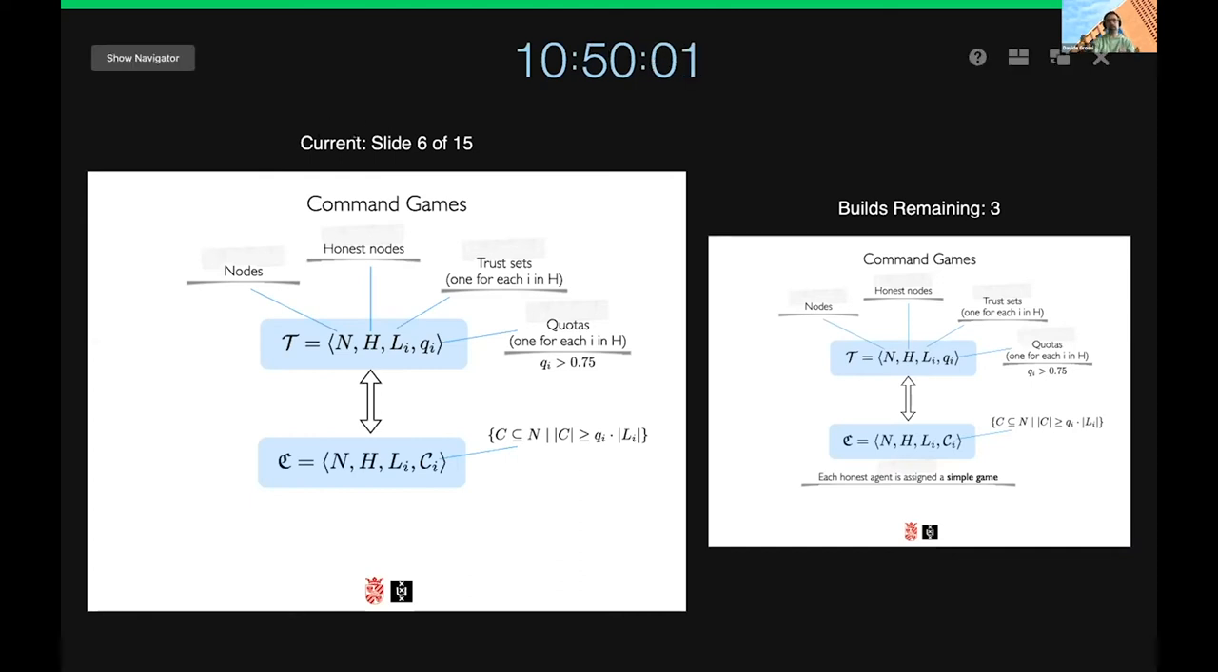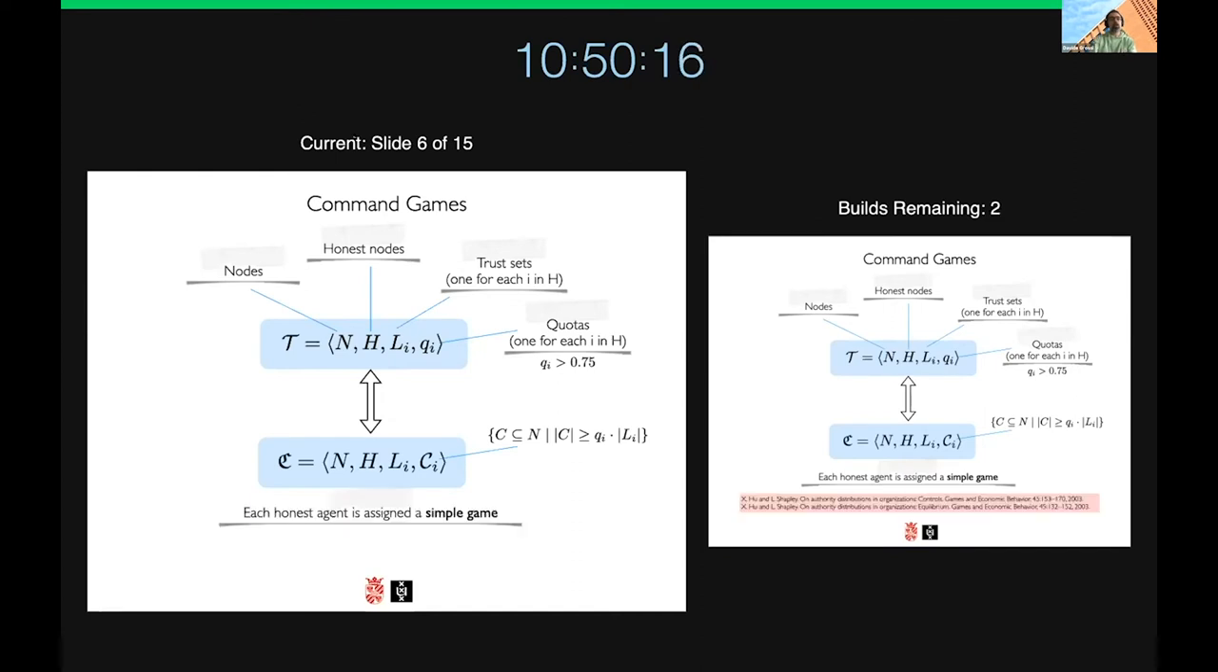So calligraphic C is a set of nodes, among the ones that I trust, that have a size that meets the quota of agent I, of node I. In game theory terminology, that essentially means a command game is simply a set of players or nodes, and to each such player, I assign a simple game, so a set of winning coalitions. This theory was developed by Hu and Shapley in the early 2000s. We'll be using these structures as a bridge to use ideas from that literature that, we argue, can shed some light on the working of systems like Ripple and Stellar.